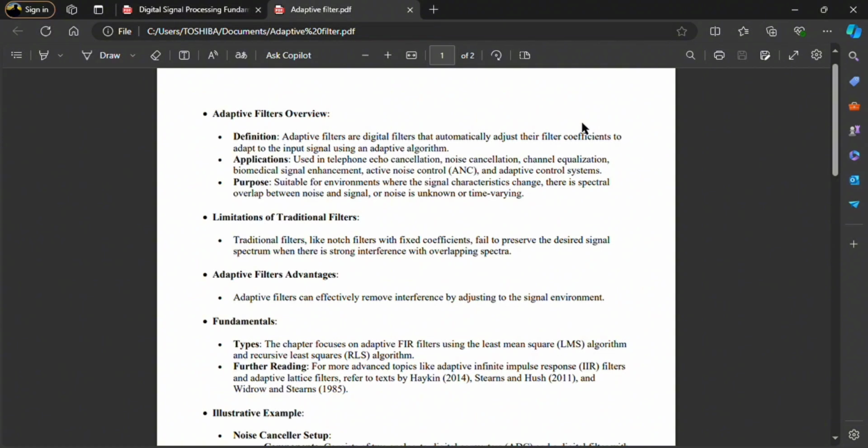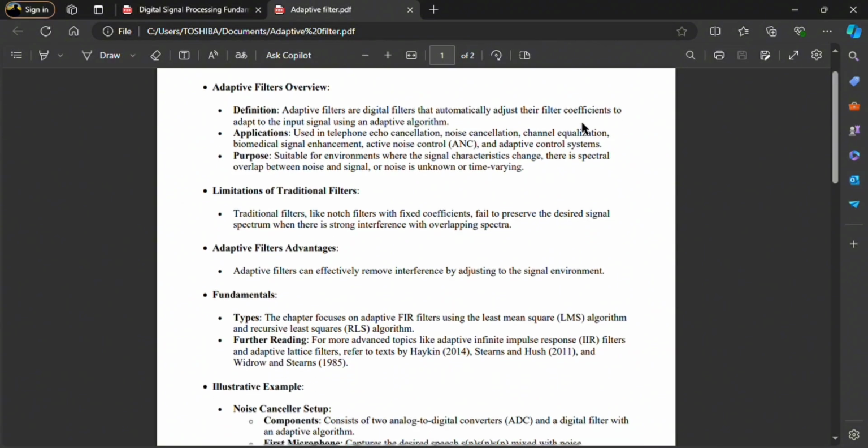And then moving to the fundamentals of adaptive filters. First of all, the types. The chapter focuses on adaptive FIR filters using the least mean squares (LMS) algorithm and recursive least squares algorithms. For further reading on more advanced topics like adaptive infinite impulse response (IIR) filters and adaptive lattice filters, refer to the texts by Ifeachor 2014, Strand and Hush, and Widrow and Stearns in 1985.